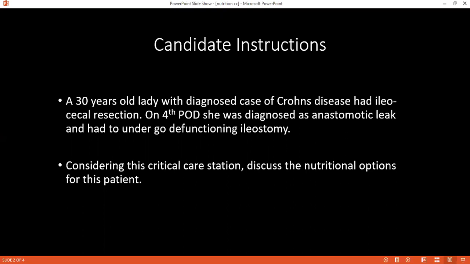Right. If you have read and understood the critical care scenario, kindly tell me what nutritional options are available for this patient? Yes, ma'am. For this patient, our option is parenteral nutrition, like TPN and PPN, because the patient is an anastomosis case with a defunctioning ileostomy. So I consider parenteral nutrition, TPN and PPN.